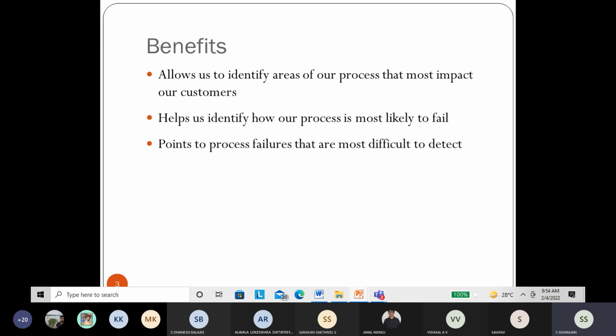Wherever the priority number is more, for those effects we have to give recommendations. Just like Pareto, not everything is important, so whatever is very crucial, we have to work on. It helps us identify how our process is most likely to fail. Mostly the process will come in this case. It's not the product. For example, the ATM.